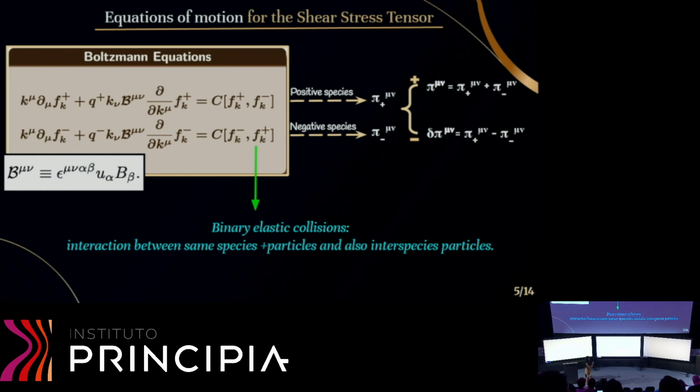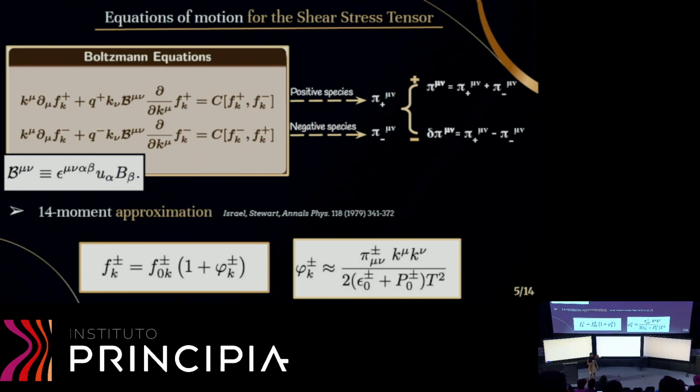So with this, after some long calculation, we derive shear stress tensors for the individual particle species, that is, for the positive species and for the negative species. But these individual shear stress tensors are not hydrodynamically observable quantities. So what we do is sum these two shear stress tensors and call it the total shear stress tensor of the system. And we also define a new field, which we call the relative shear stress tensor, which is given by the subtraction of these two quantities.